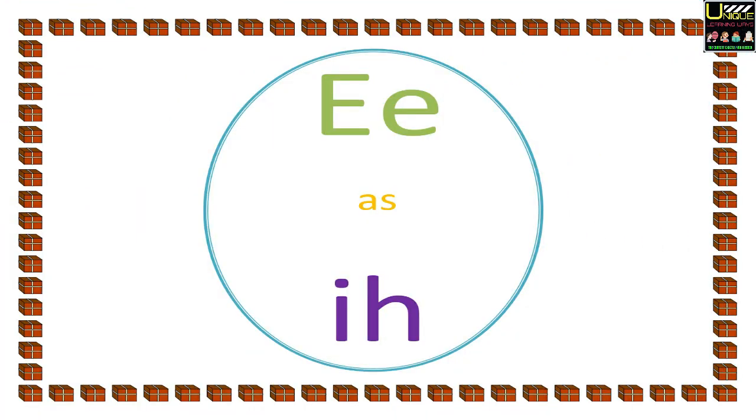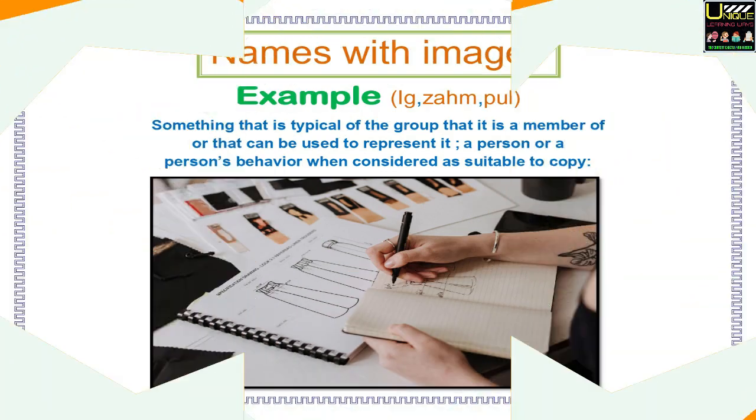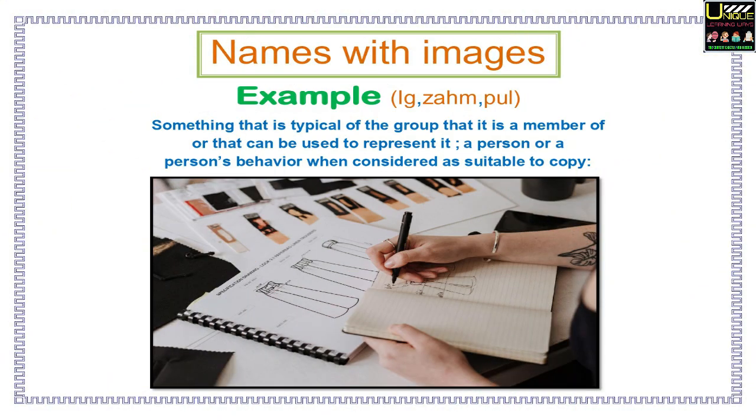E as E. Names with images. Here you will see the word, its explanation with an image. Exam. A test of a student's knowledge or skill in a particular subject. A medical examination of part of your body. Example. Something that is typical of the group that it is a member of, or that can be used to represent it. A person or a person's behavior when considered as suitable to copy.